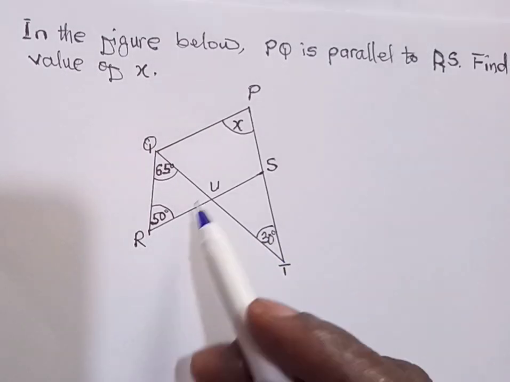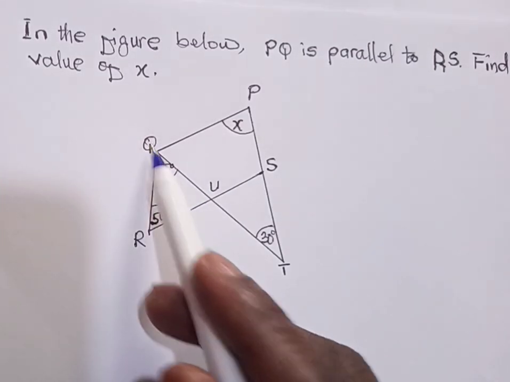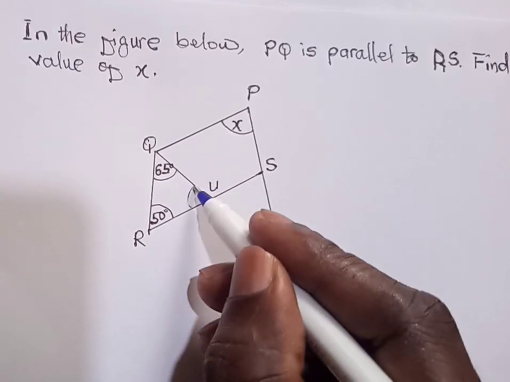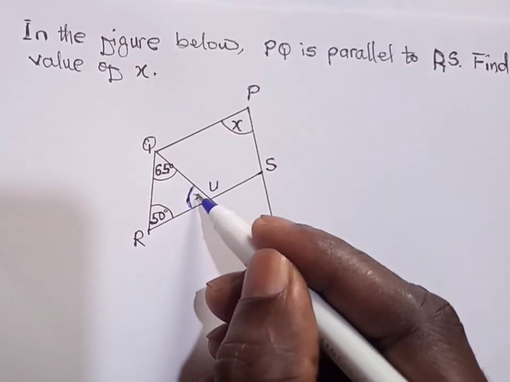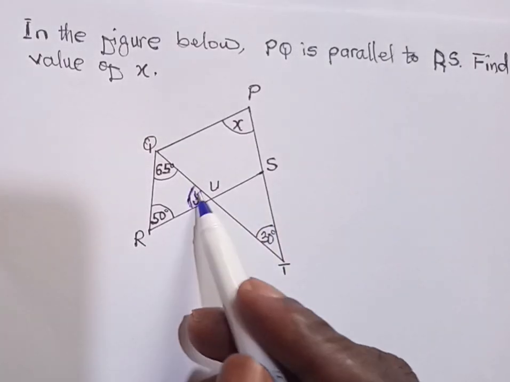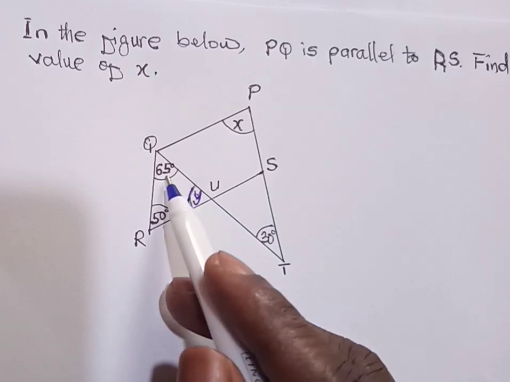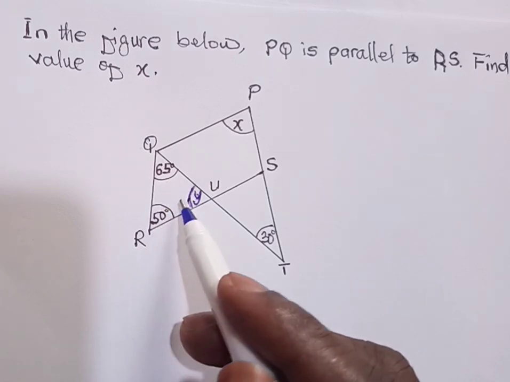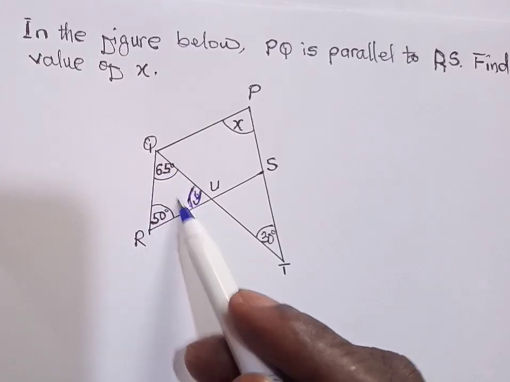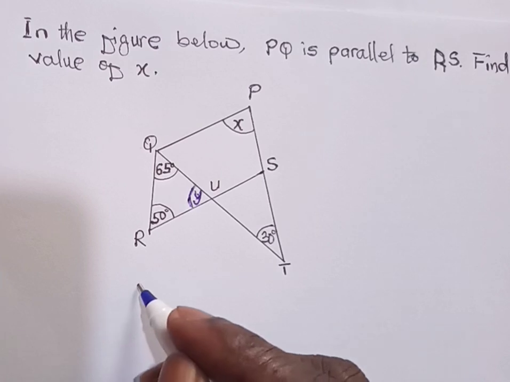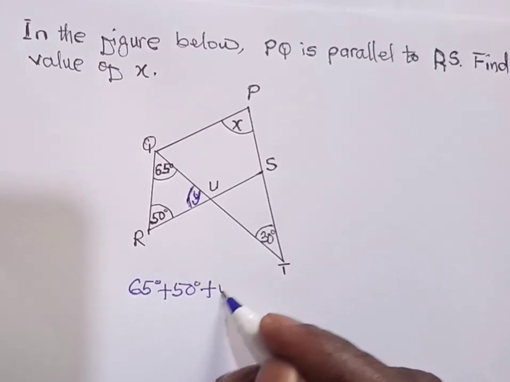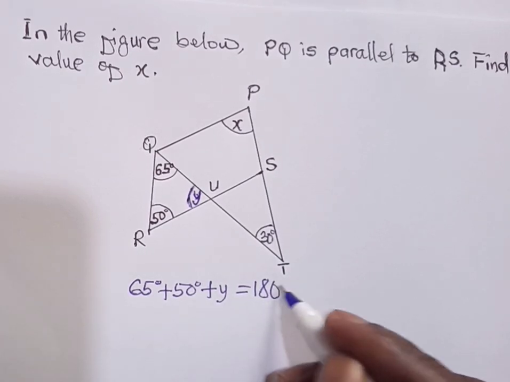So let's begin with looking at this angle. Since we have this angle here, we are looking at this shape QRU. Let's see how we can find this particular angle. Since there's x here, let me call this one y. So how do I find y? These are interior angles of a triangle, and as you know, interior angles of a triangle give 180 degrees. So we sum the whole of this and equate to 180 degrees. We have 65 degrees plus 50 degrees plus y equals 180 degrees.